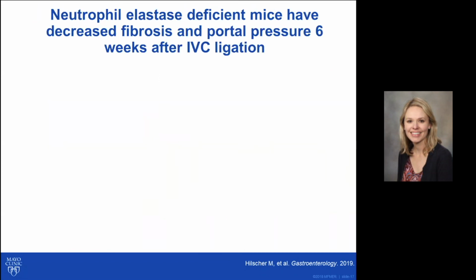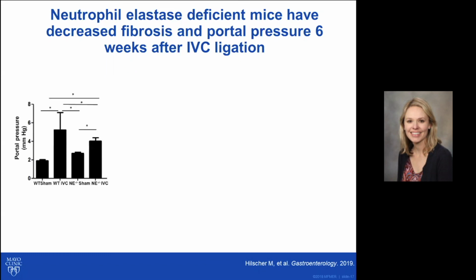To determine the role of NET formation in portal hypertension and fibrosis, neutrophil elastase deficient mice were subjected to IVC ligation and sham procedures and then compared to wild-type mice. Neutrophil elastase is a granular protein that is a key component and driver of NET formation. Six weeks after IVC ligation, elastase deficient mice had significantly lower portal pressures when compared with wild-type mice undergoing IVC ligation.